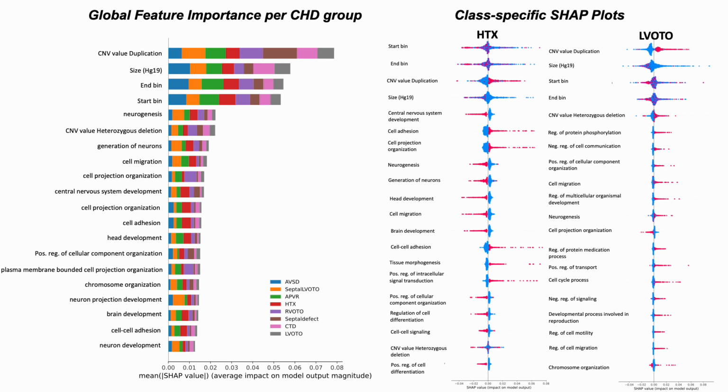On the right, the CNVs that appear to be important for heterotaxy tend to be involved in CNV duplication and impact to cell adhesion and projection with distinguishing features in tissue morphogenesis and positive regulation of intracellular signaling transduction. In contrast, on the right, we have the LVOT subgroup. We see larger weight placed on the central nervous system development and neurogenesis pathway.